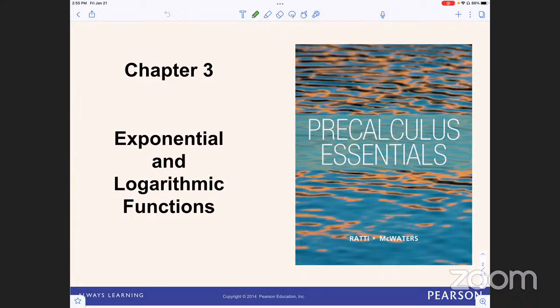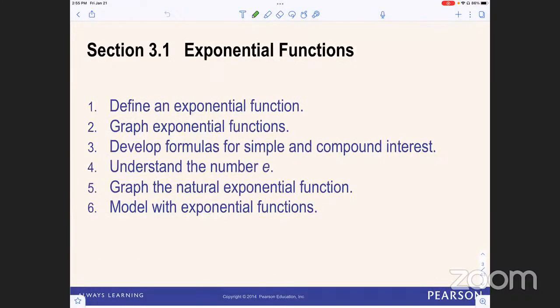Here we're going to be looking at chapter 3, exponential and logarithmic functions, namely section 3.1 on exponential functions. Some objectives here are that we like to define an exponential function. We like to graph exponential functions, develop formulas for simple and compound interest. We want to understand the number e, graph the natural exponential function, and we'd like to model with exponential functions.